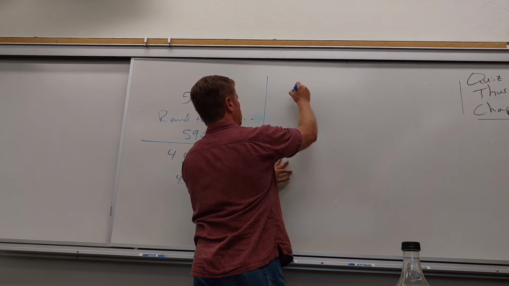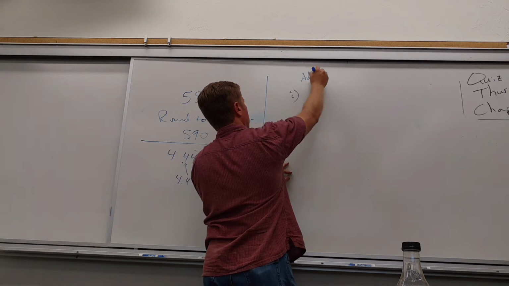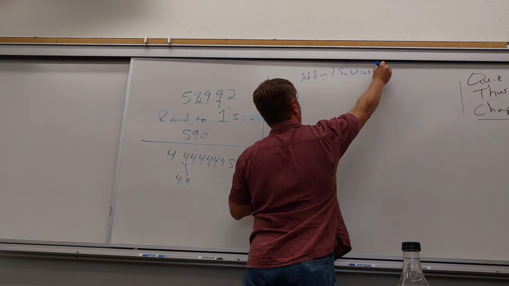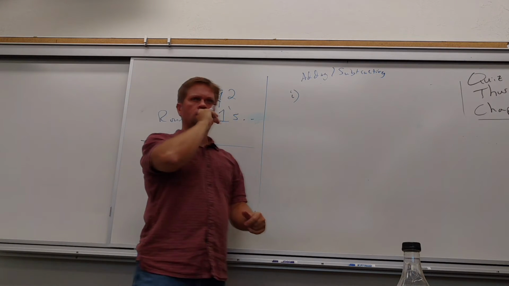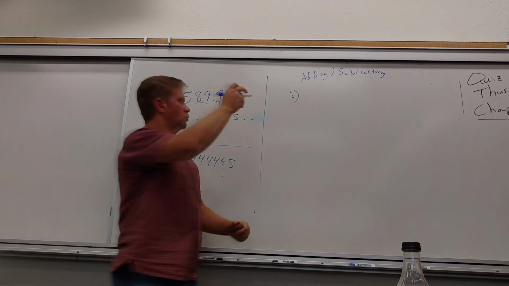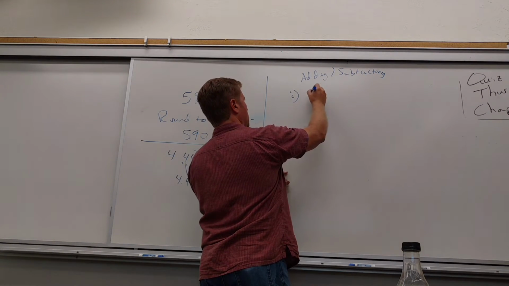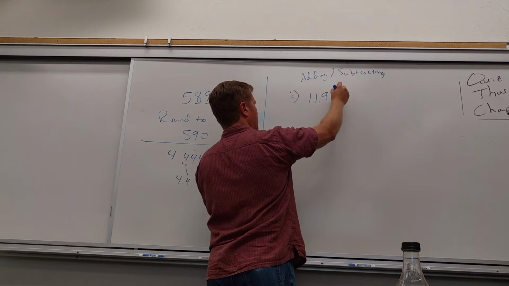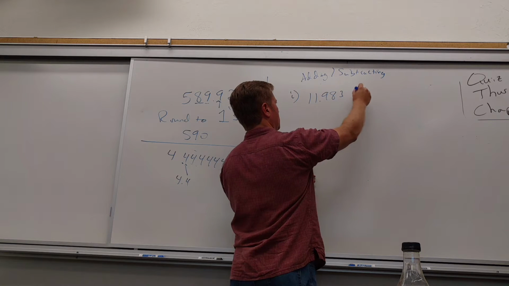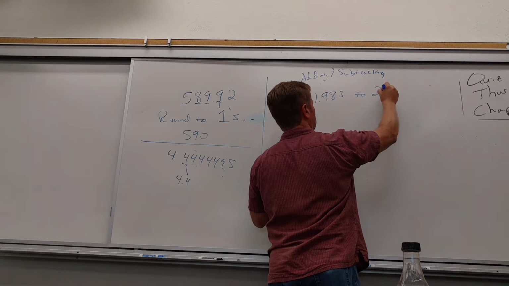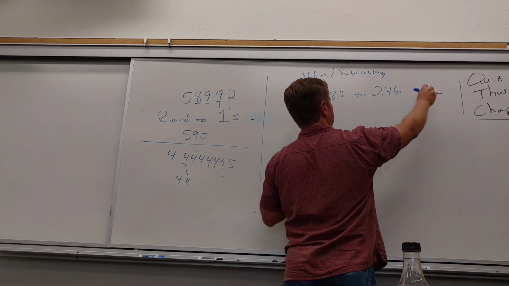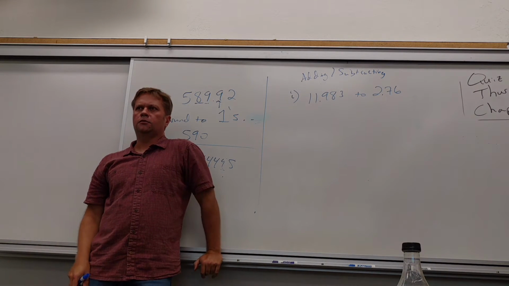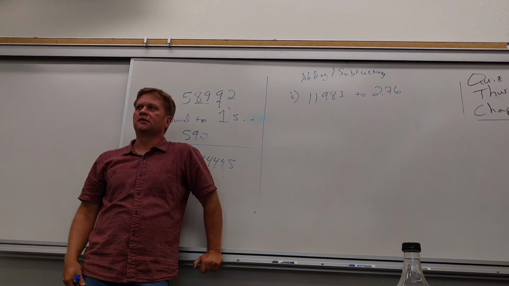So we've already talked a little bit about adding. We're also going to talk about subtracting. So take a minute here and do this for me. Add 11.983 to 2.76. Add those together, by hand, obviously.